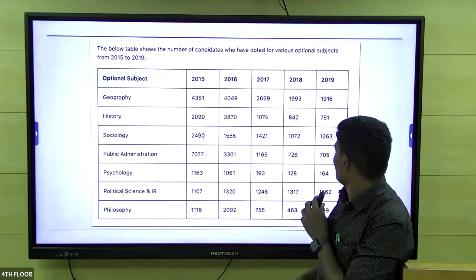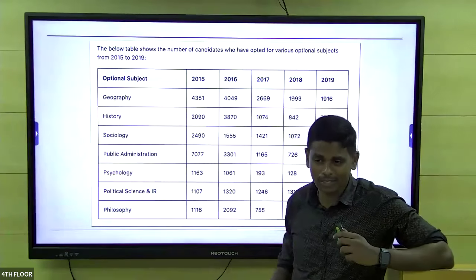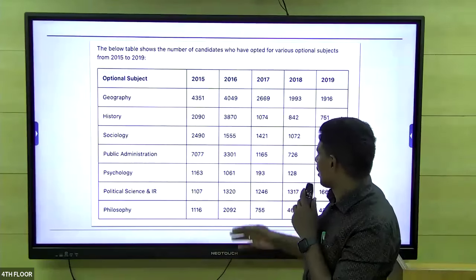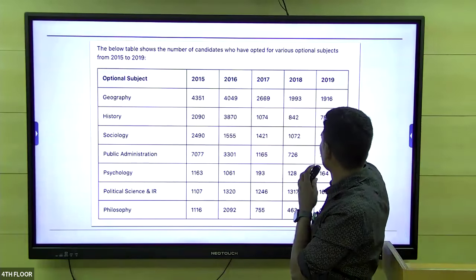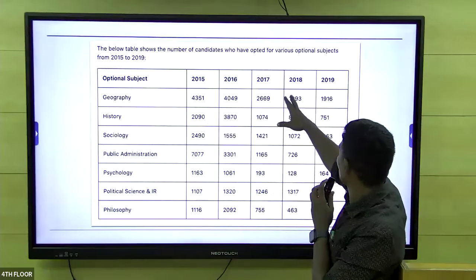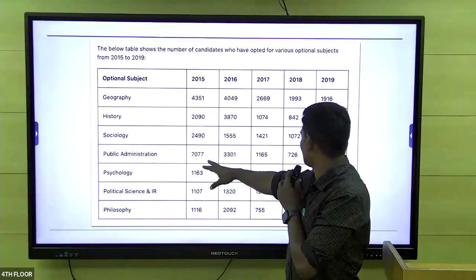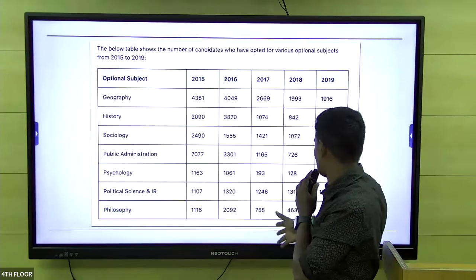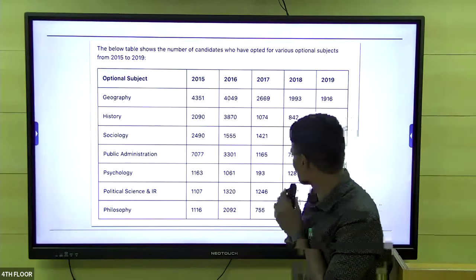I have the overall notification only up to 2019. Afterwards, we did not have that much data to collate. So see, how many people are opting for geography? 4,351, which has come down considerably. Looking at the number of candidates who opted for various optional subjects from 2015, public administration is 7077, and it has come down. Political science remains almost the same. Philosophy has gone down, and is coming up again.